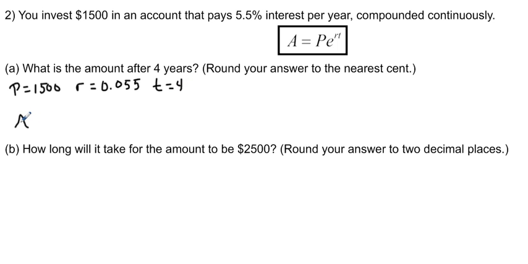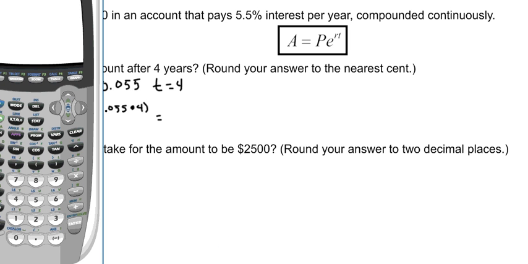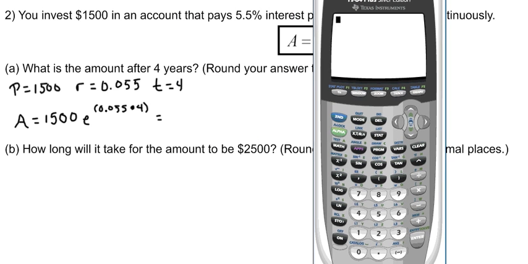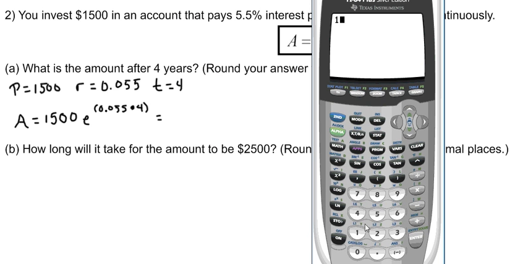So let's write A equals 1,500 times e to the 0.055 times 4. And let's pull up our calculator here. Let's move it over here. So we are going to type in 1,500, and to get to e, we press second and the division symbol, and you see that e comes up, and we're raising it to an exponent.